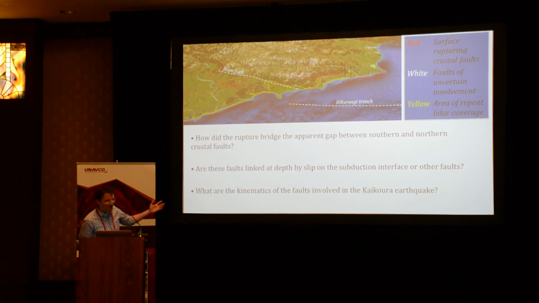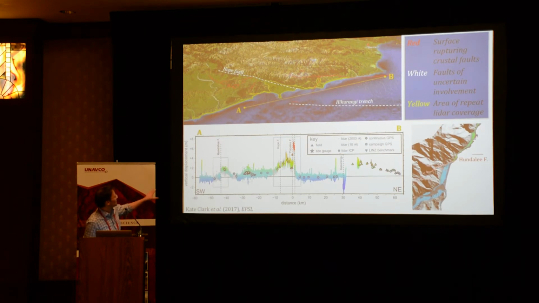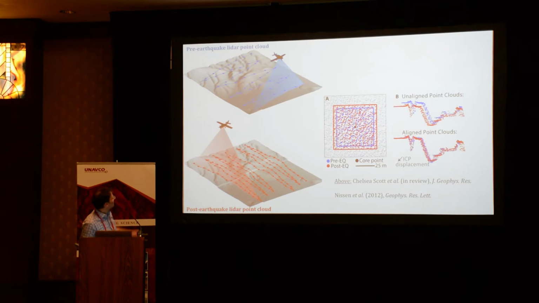So some of the science questions are outlined here. One of the key questions here, and I'm going to skip this bottom part, is how the rupture got from the southern faults, shown in red on the left, to the northern faults on the right, whether they were linked by slip on the subduction thrust. So I'm going to skip over. You can read Kate's paper in EPSL to get that slide.